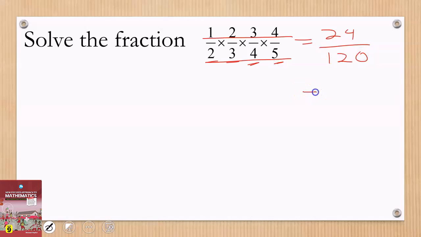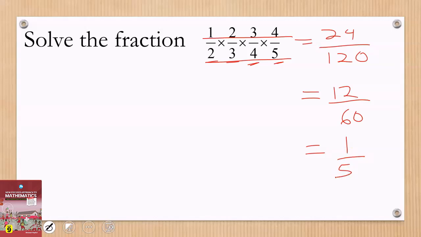Then we can now reduce this to the lowest form. Maybe I can start with a smaller number like 2. 2 can divide the numerator as 12, and 2 can divide here as 60. Then again, I can choose to say 12 can divide itself as 1, and 12 can divide 60 as 5. And that becomes our answer.